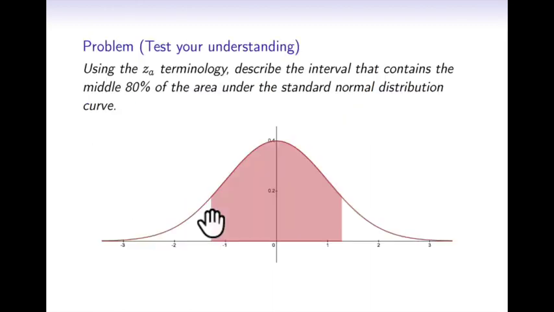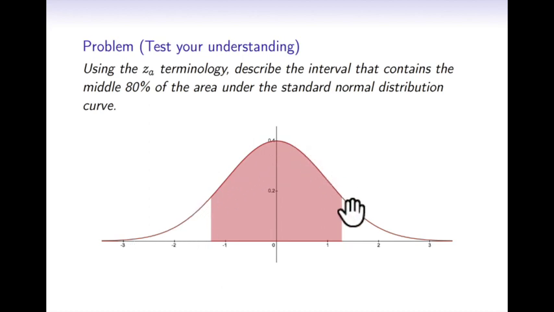All right. Now, let's test your understanding of the terminology. This is going to be an important moment for you here. We're going to use the z sub a terminology. Using the z sub a terminology, describe the interval that contains the middle 80% of the area under the standard normal distribution curve. I'm not going to reveal the answer first, but let's talk through this.